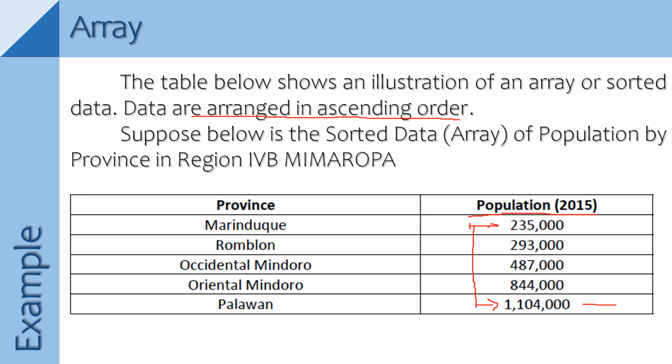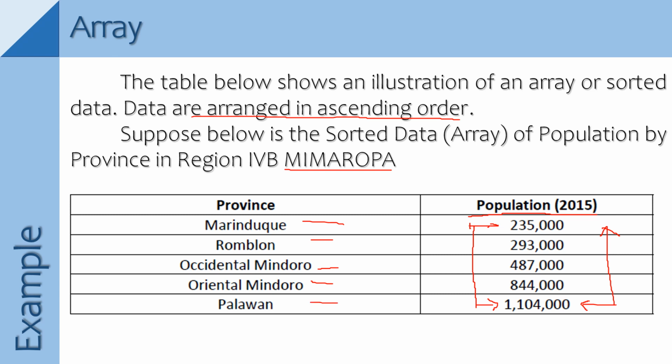We are about to start from the highest to the lowest. Okay, we can also write this down by the use of the Mimaropa word. So we are about to start in Occidental Mindoro, Oriental Mindoro, Marinduque, Romblon, and Palawan.